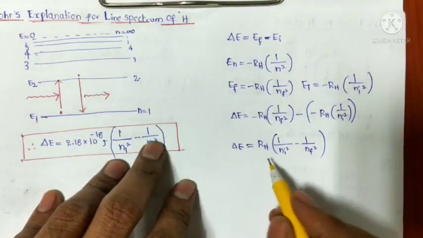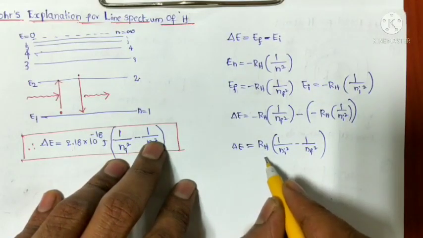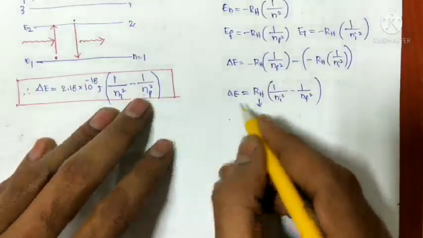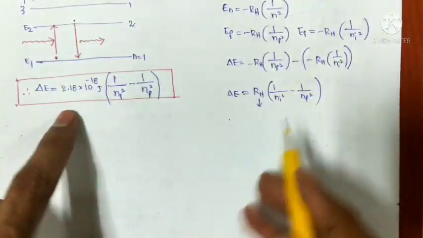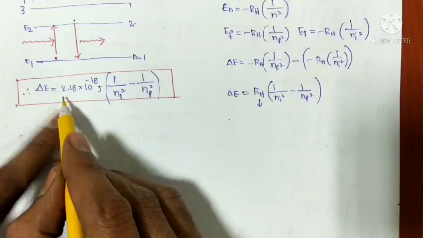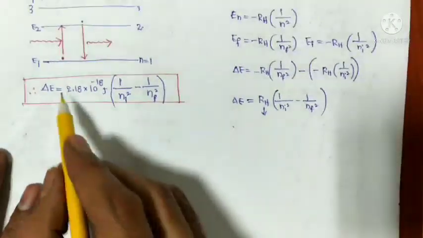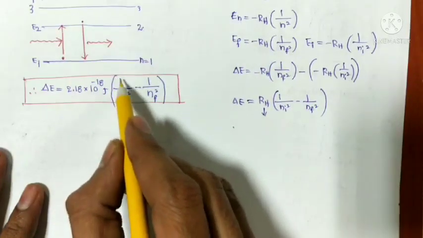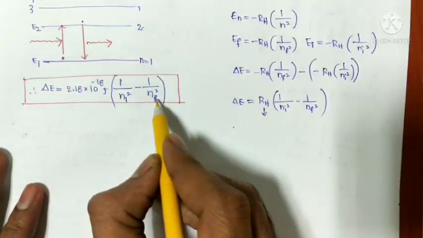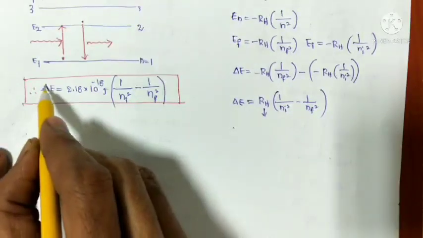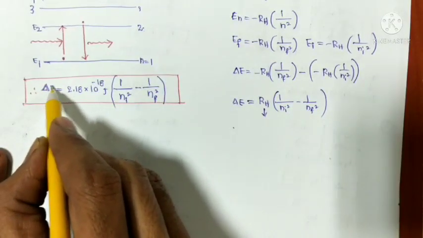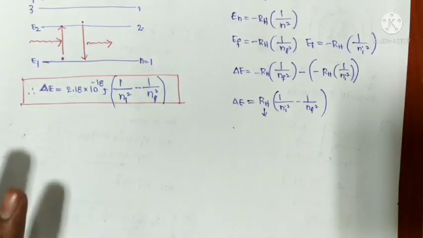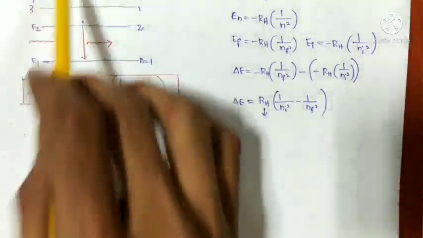Already we know the Rydberg constant, RH. Directly I will write its value: RH is 2.18 into 10 to the power of minus 18 joules, into 1 by ni square minus 1 by nf square. This is the energy difference, delta E, which was calculated by Bohr.